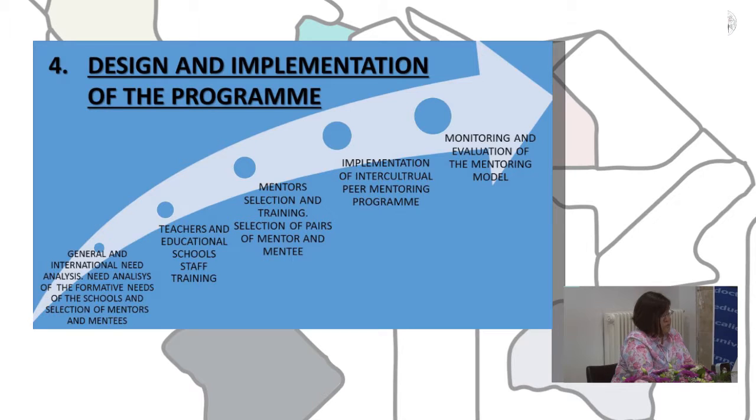The second stage, that we hope will begin soon, is the training of the teachers and the rest of the educational staff involved in this project, as well as the training and selection of the mentors. During this third phase, the selection of pairs of mentor and mentee will also take place. Afterwards, the implementation of the intercultural peer mentoring program will take place, and from this point on, we will try to monitor and assess how this mentoring model is developing.